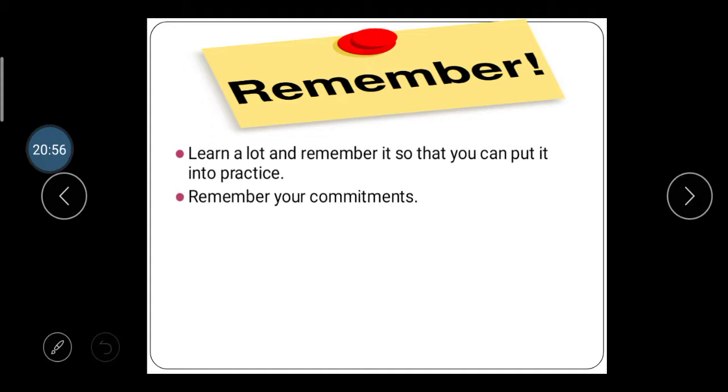Okay, then after, remember your commitment. If you gave any commitment to your customer, your supplier, or your employer, then you have to complete it. Then after, remember your dreams and goals all the time. For your self development, you have to establish your goals, your standards, your objectives. Then all the time you have to remember that I have achieved this goal and I will do it.